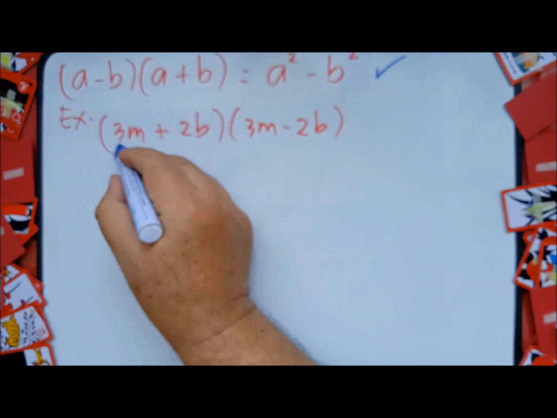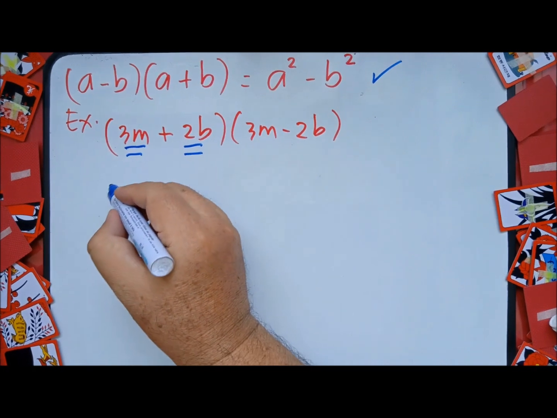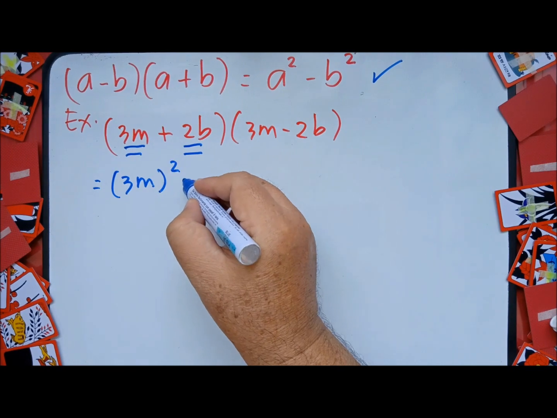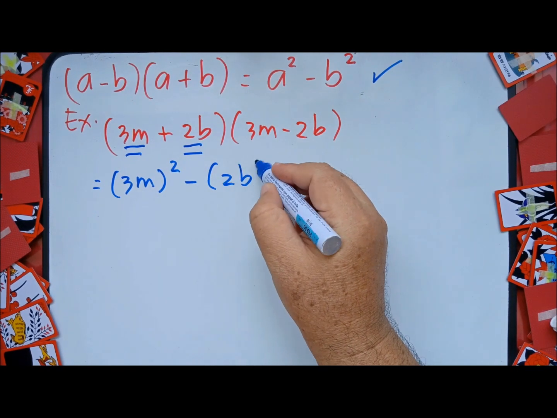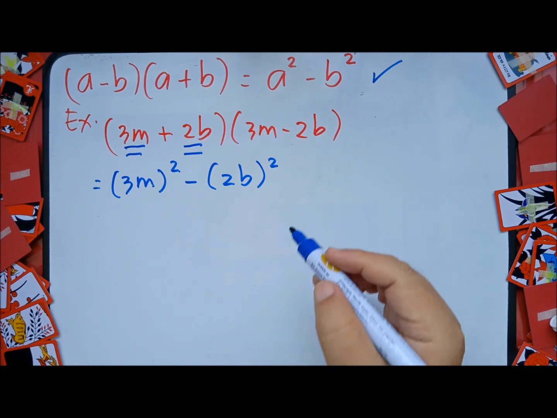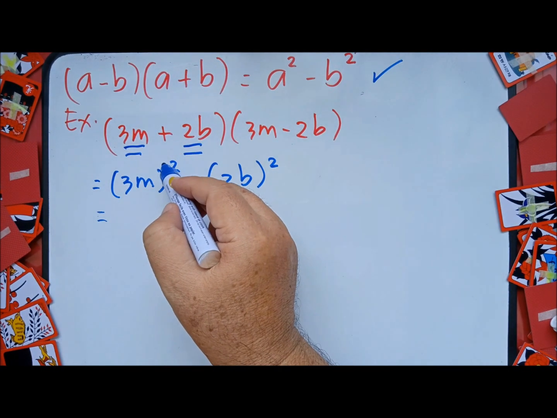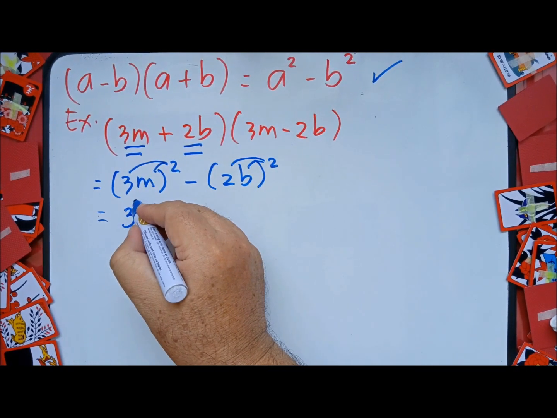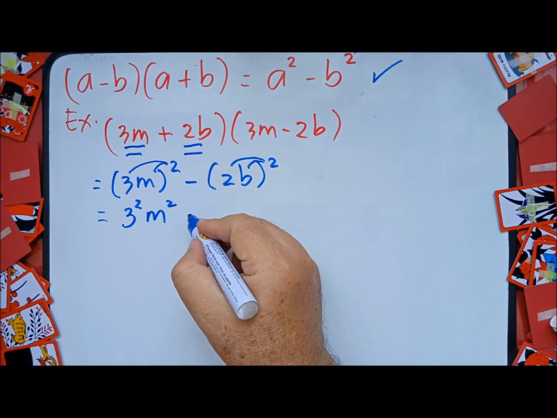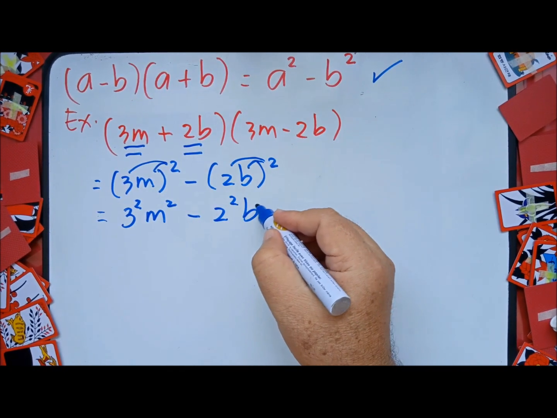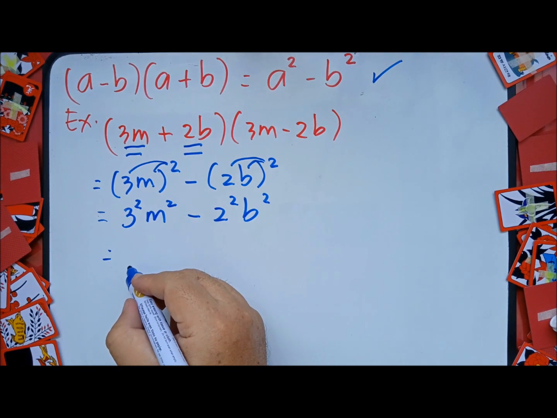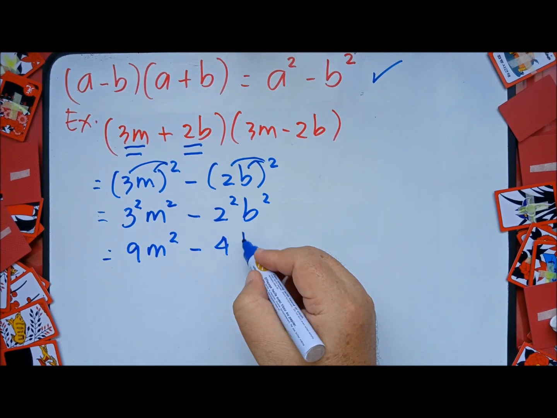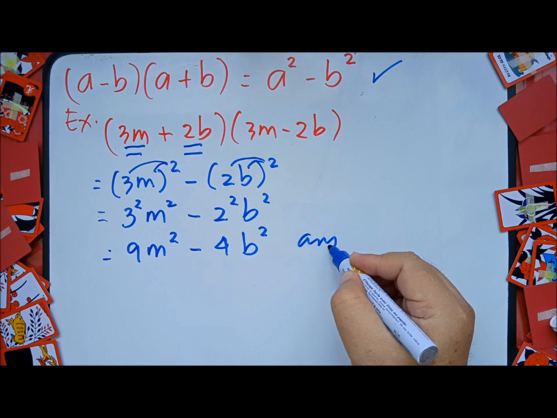So what is your A? This is your A. This is your B. Just square it. This will become 3m squared minus 2b squared. Now, what will you do with this? Distribute. So this will become 3 squared m squared minus 2 squared b squared. And 3 squared is 3 times 3, which is 9, m squared, 2 times 2 is 4, b squared. Final answer.